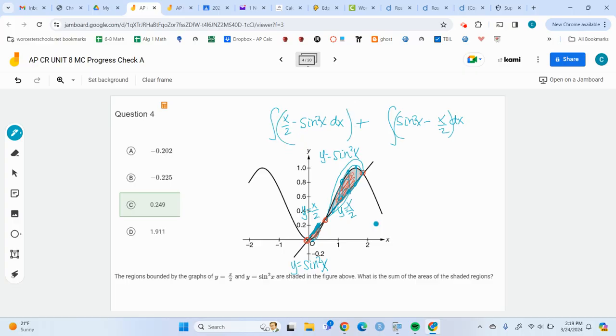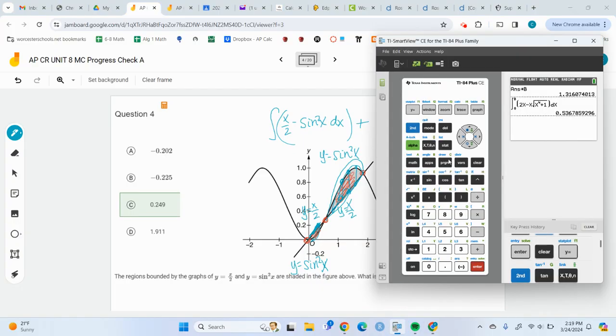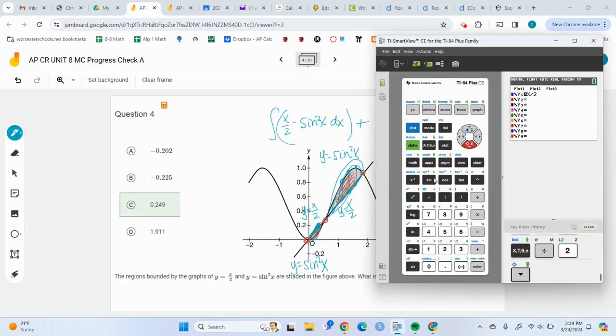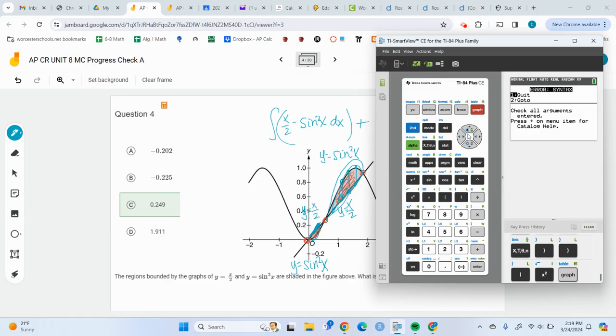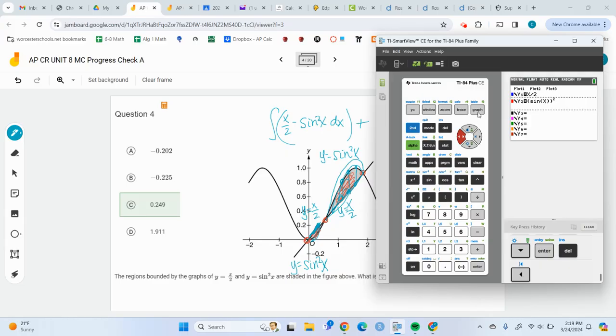I feel like this is probably 0, but I'm not going to assume that because sometimes it looks like it's 0 and it's not really 0. So you should never assume. Okay, I'm going to type this in as quickly as I can. X over 2. And remember, sine squared of x is sine of x squared. And I'm in the first quadrant. One too many parentheses. I think I'm good now.